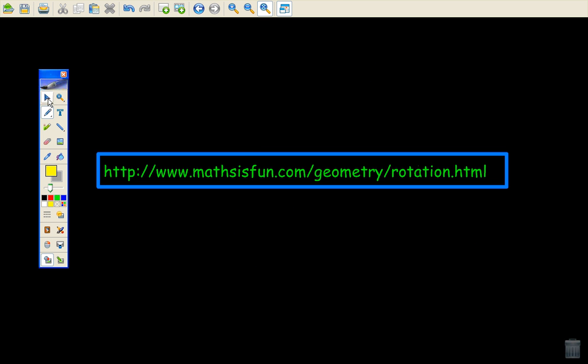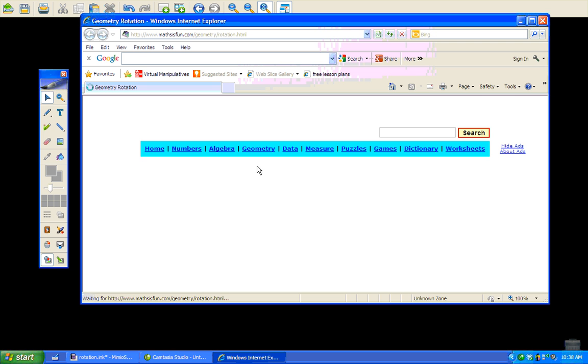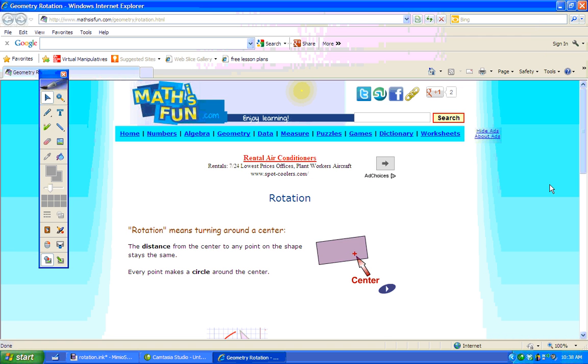Now let's go look at this website. It's that same website that we've been using, and it will give us a little more information on the rotations, and we'll get to see some examples, okay? Here we talked about rotation means turning around to center, and they actually have the center point right on kind of the corner of this one. And what happens when it's rotating, it's creating a circle. That's why we talk about a center point, because it moves around in a circle.